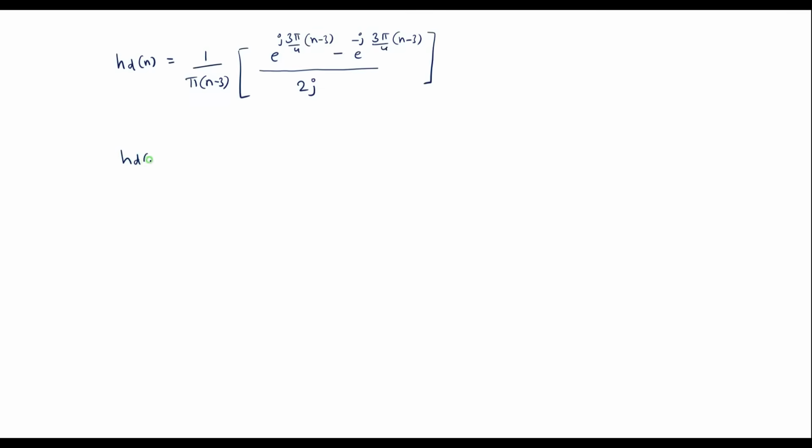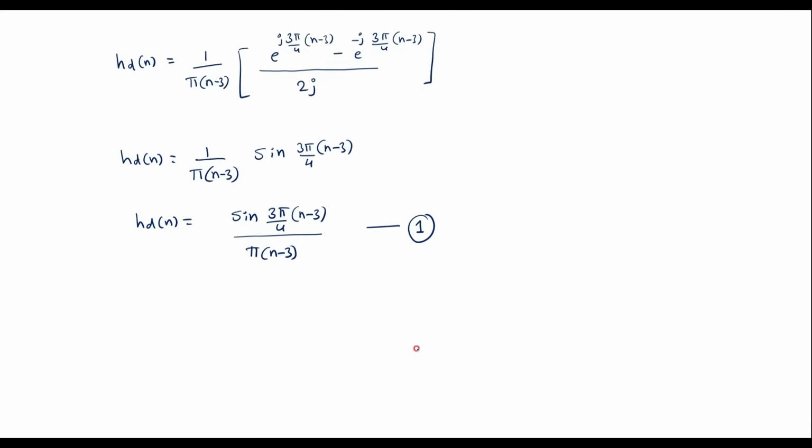I can write it as h_d(n) = 1/π(n-3) times sin θ, where sin θ is this entire term, 3π/4 (n-3). Therefore h_d(n) = sin(3π/4 (n-3)) / π(n-3). Let me call it equation 1.